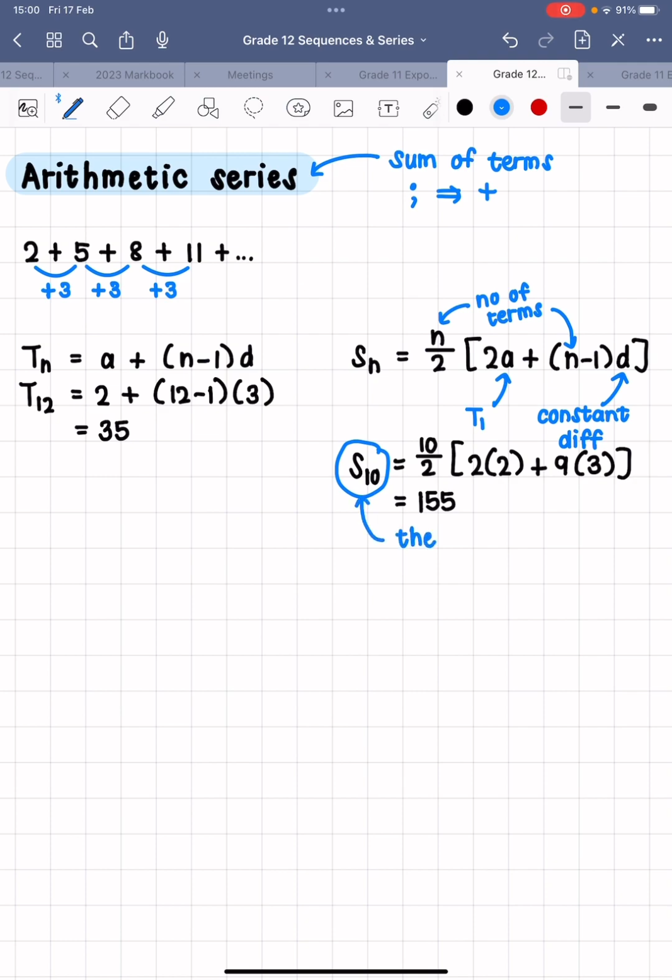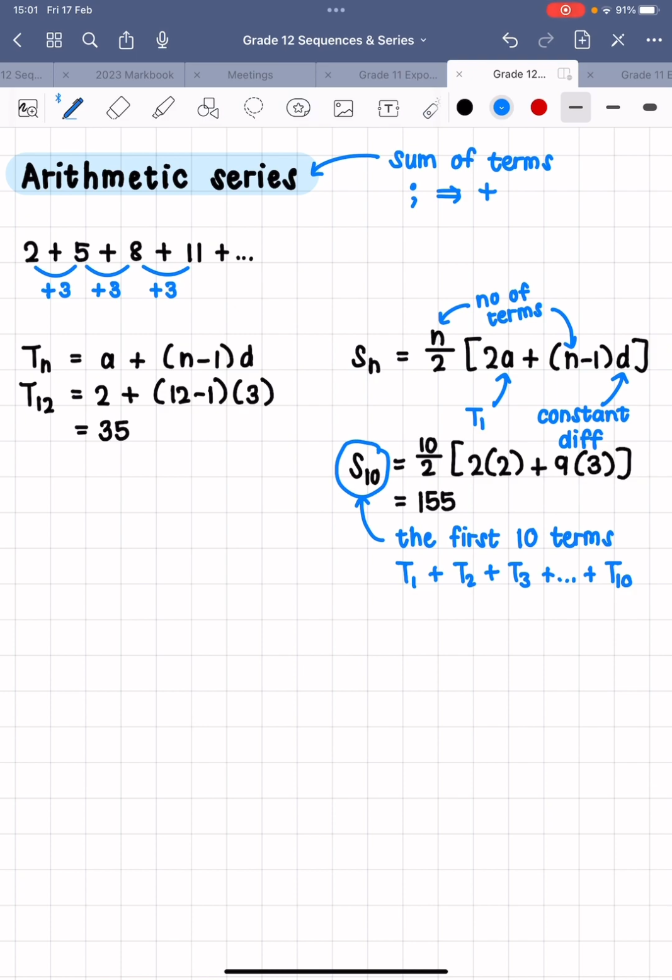Now, the important thing to remember about this formula is that this signifies the first 10 terms in the number pattern. It's not just any 10 terms, it is the first 10 terms. As soon as you see that SN notation, so S10 in this case, that is term 1 plus term 2 plus term 3 plus all the terms in between, and finally the last term that is being added to get that sum is term 10.